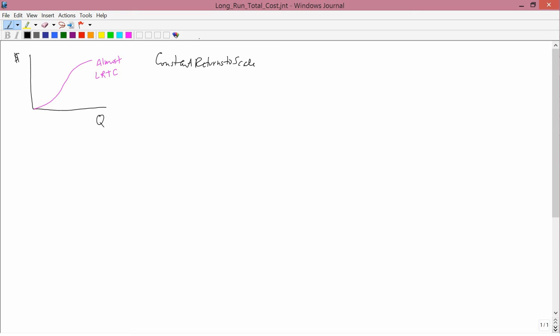And also increasing returns to scale, decreasing returns to scale, and I'm going to talk about one final case a little bit later on. Consider long-run average cost. It's long-run total cost divided by output.